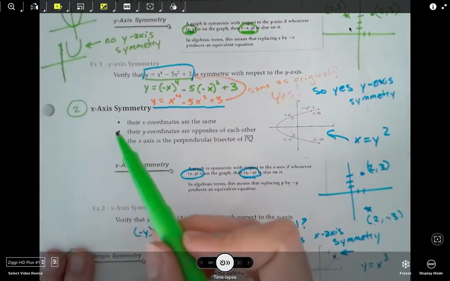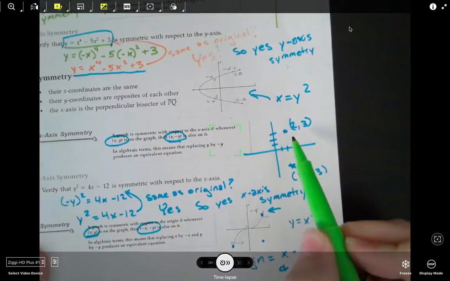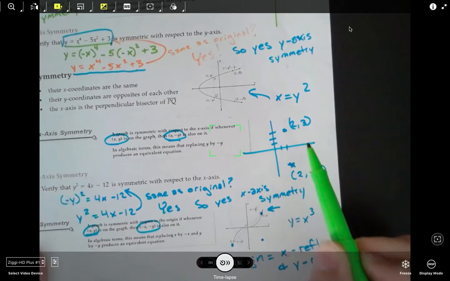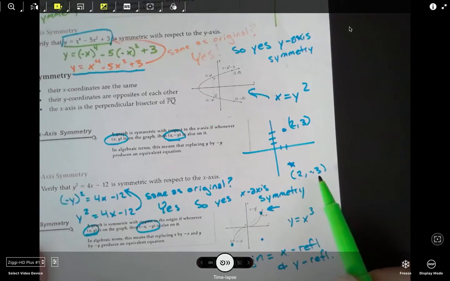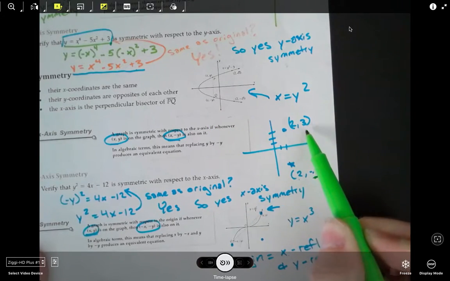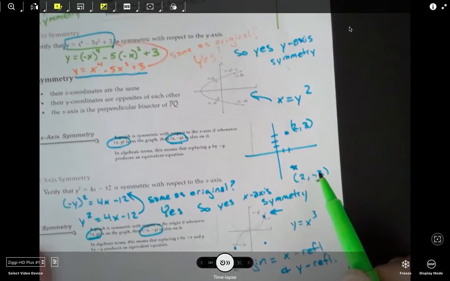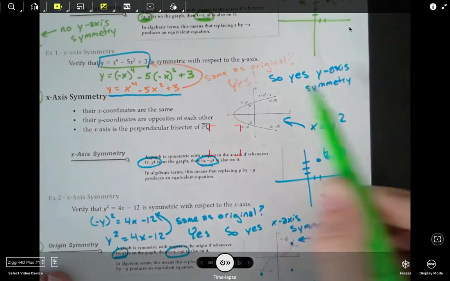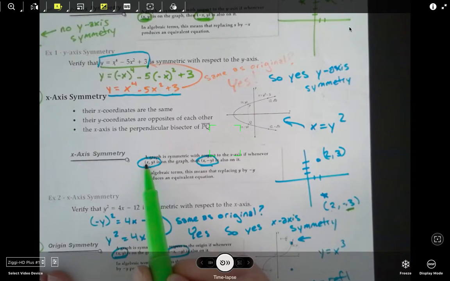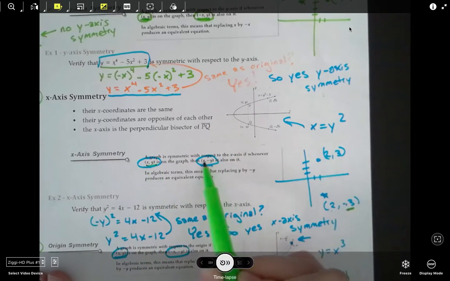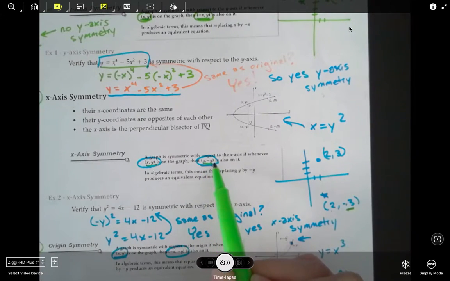Okay, x-axis symmetry. If you think about our wonderful point (2, 3), if you reflect it across the x-axis, what happens is the y-coordinate becomes negative. So that changes from 3 to negative 3. And (x, y) is going to be replaced with (x, negative y). So the x is going to stay the same, but the y is going to become negative.